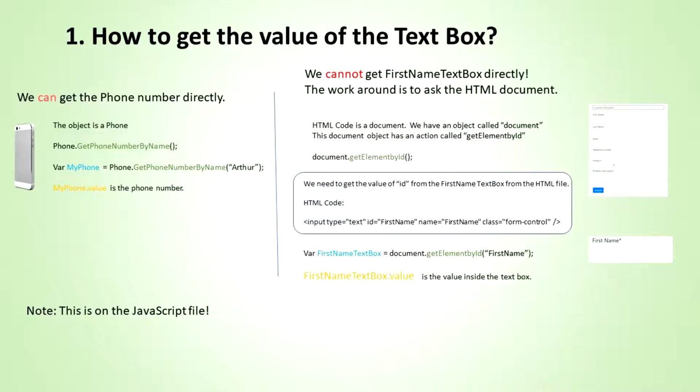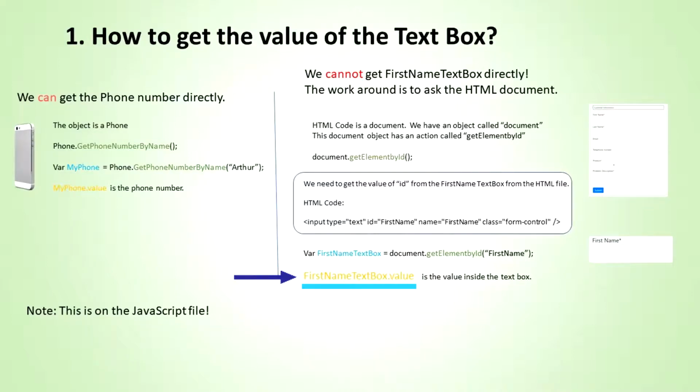So how do we get the value of the text box? From common sense we learned previously, we should be able to get it by something like this: first name text box dot value. However, we are unable to get it directly, so we need a workaround.